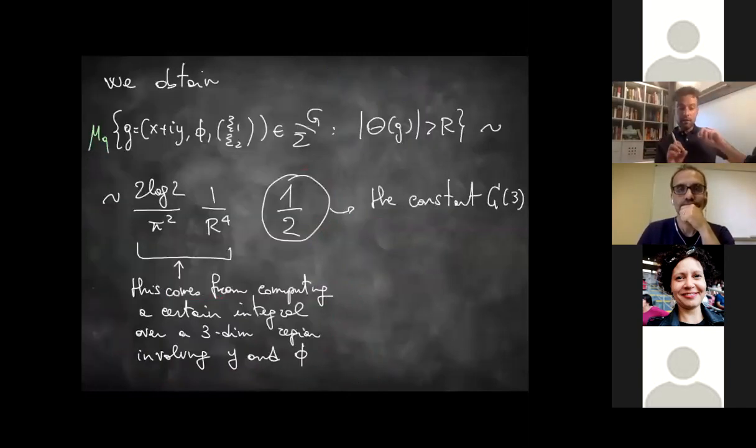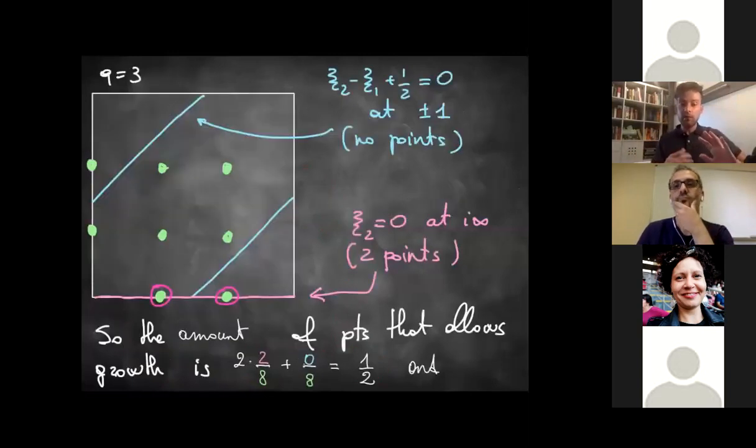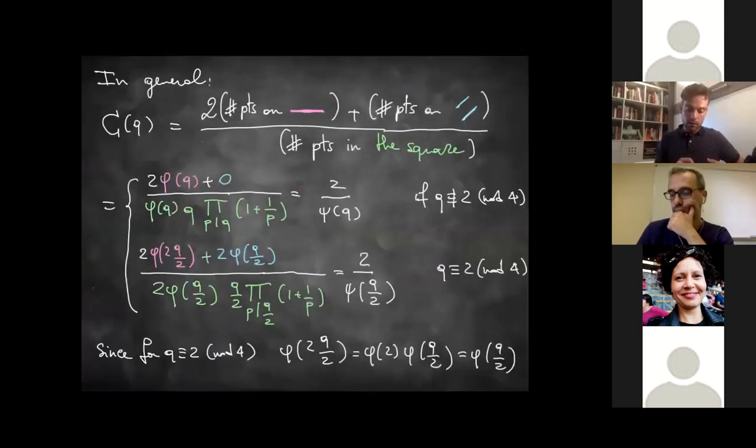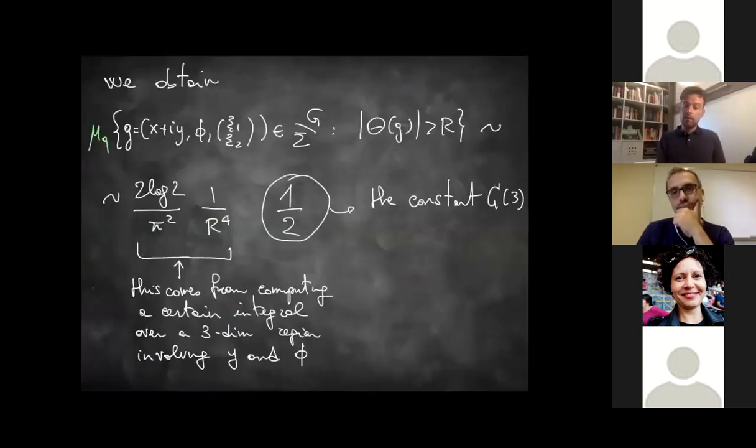So once I understand exactly how these green dots are arranged, whether on this pink face or on this blue line, then I know exactly how to compute the growth, which is exactly what I need to understand the tails of my exponential sums. So this was the case q equal to 3.